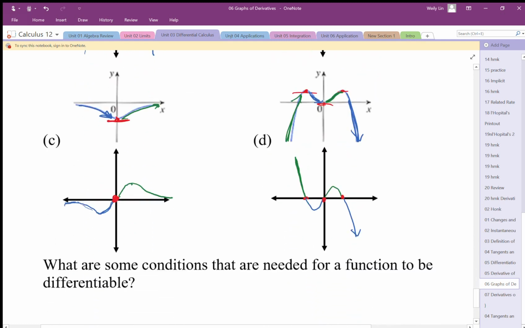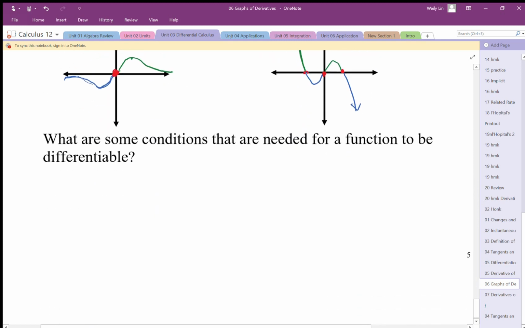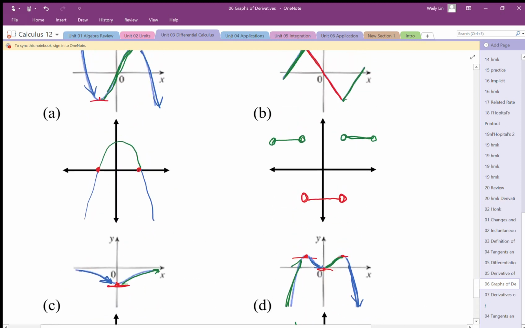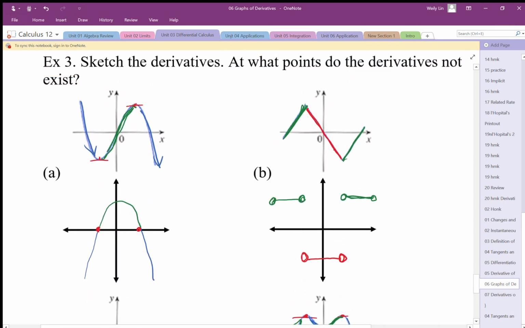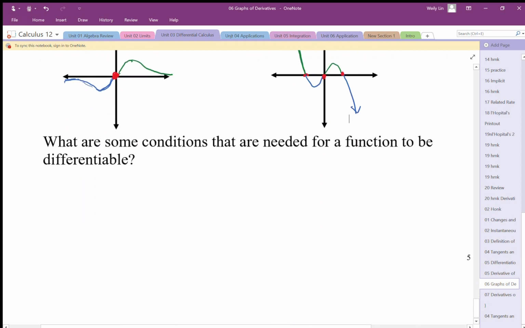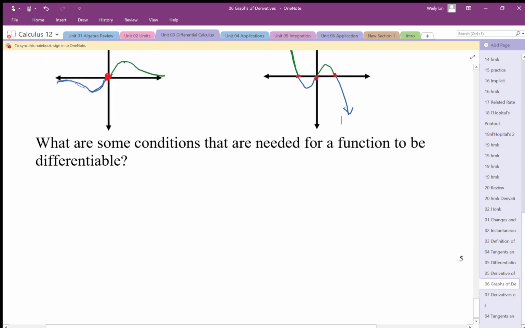Okay, last thing is, what are some conditions needed for a function to be differentiable? Well, what happened here when we had a corner? It is not differentiable. So differentiability is based on smoothness and also continuity. So we need smooth and continuous.